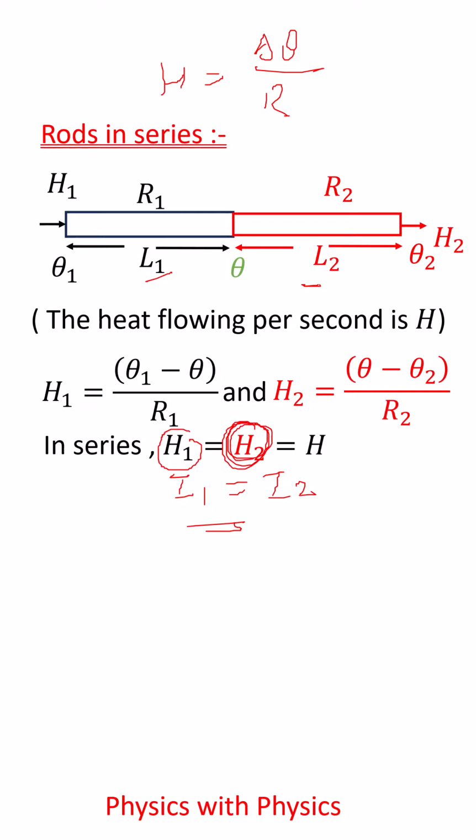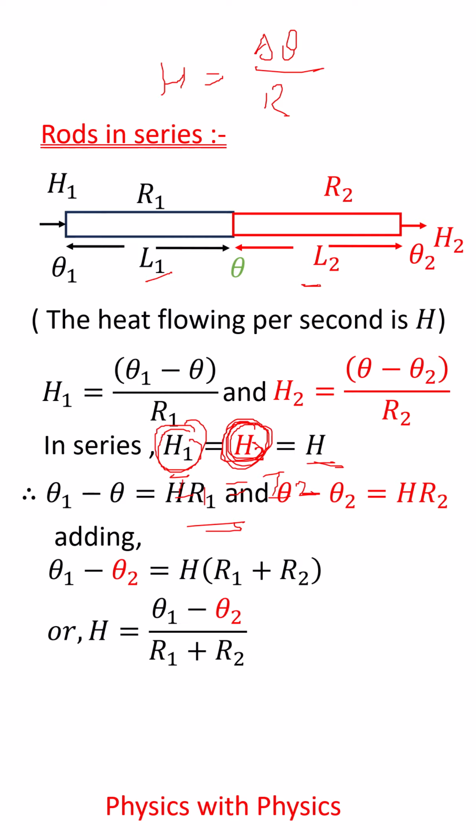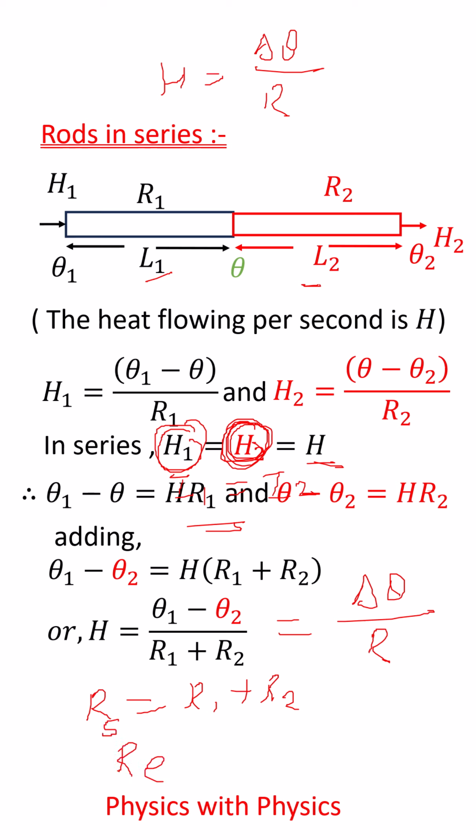Let's proceed further. Now let's add these two equations. We get H equals (theta 1 minus theta 2) by (R1 plus R2). This is equal to del theta by R, where R equals R1 plus R2. This is thermal resistance in series combination, and this is analogous to electrical resistance R1 plus R2.